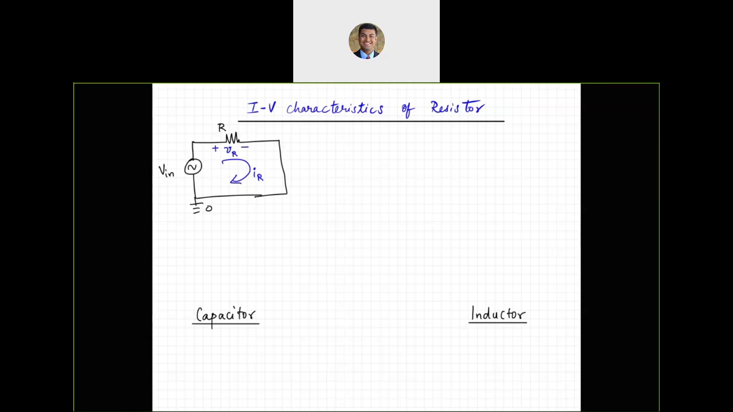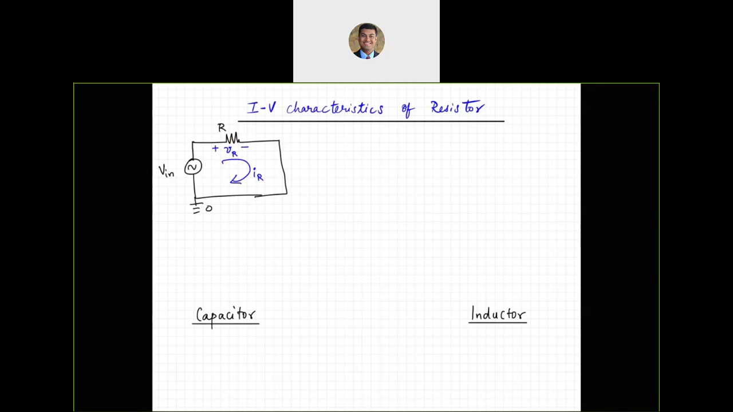To do this IV characteristic, we are going to consider a circuit in which we have an AC voltage source, and we are calling that V in. We have connected that to a resistor R, and we have grounded it on the other end. As simple as that. We are calling the voltage across the resistor VR, and the current in the circuit, which is also the current in the resistor, I sub R. My goal is to sketch the IV characteristics of this resistor.